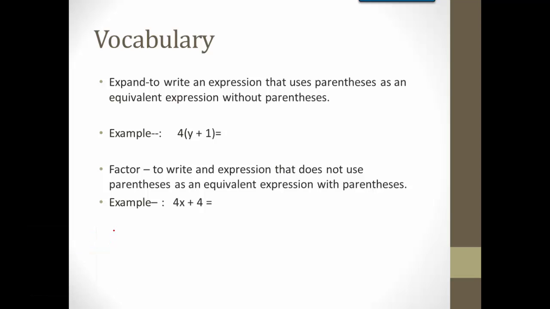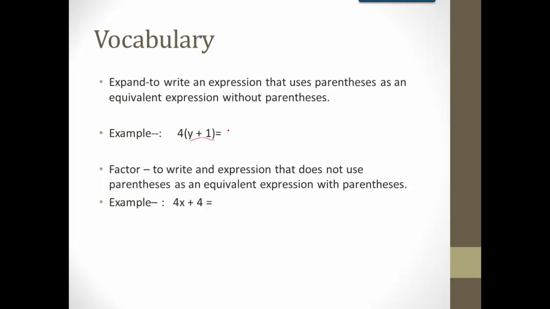Boy, that's a big definition with a lot of expression in it. Well, let's look at what this means. Here is an example. We have the algebraic expression 4 parenthesis y added to 1 parenthesis equals. Well, what is this saying? This is saying that 4 is going to be multiplied by what is inside the parenthesis.